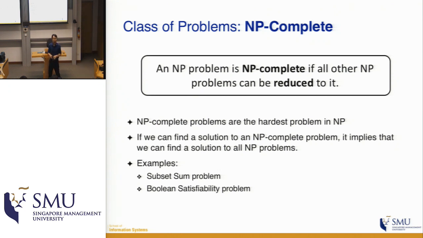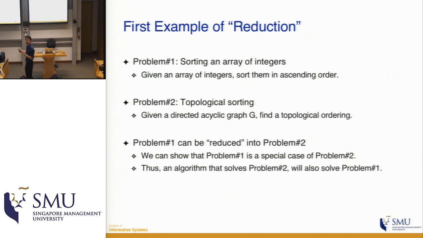The idea of reduction actually is intuitive. Sometimes you have a problem, though you don't quite know how to solve it, but you can transform it into a different problem that you know how to solve. So you can solve the first problem by solving the second problem. Now, let's look at an example. Let's say we end up with two problems. The first problem is that we want to sort an array of integers. So given an array of integer values, we want to sort them, let's say, in ascending order.